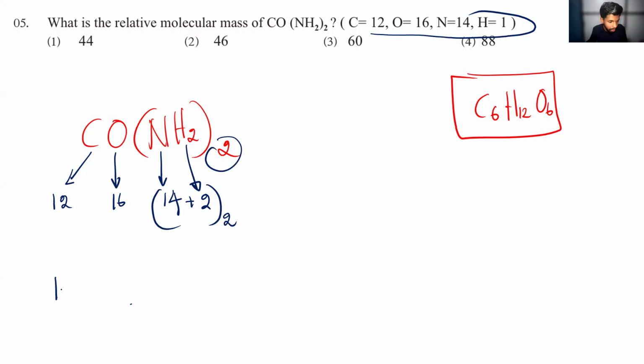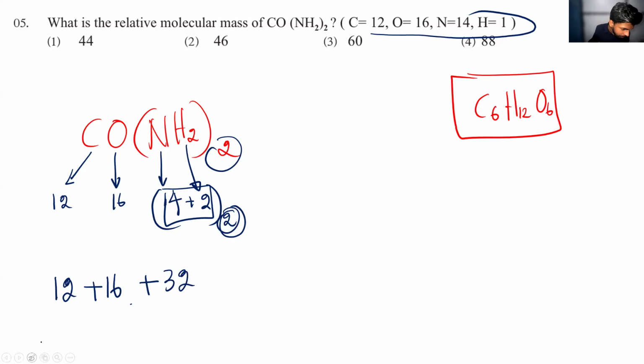Here, 12 plus 16 plus, for this part, 14 plus 2, that is 16. But we want to multiply the 16 by 2 because they have given a 2 here. Did you get the idea? Nitrogen is 14. Hydrogen is 1 plus 1, that is 2. So 14 plus 2 is 16. But here they have given 2, so we multiply the 16 by 2, that is 32. Did you get that idea, my dear?